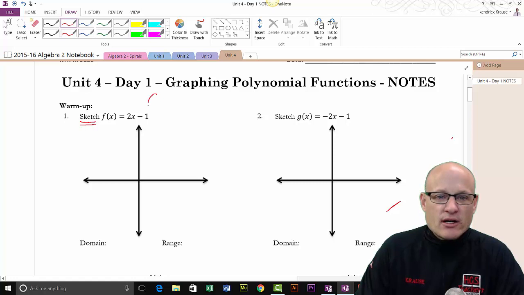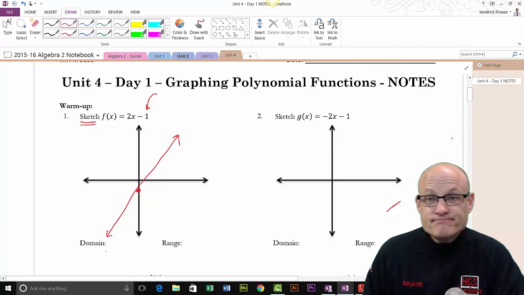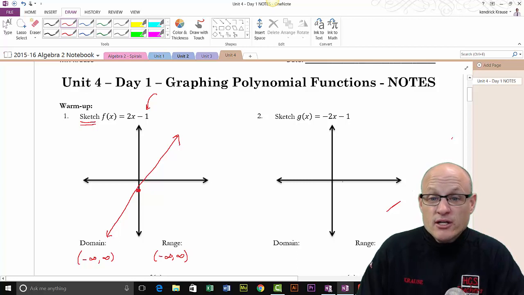So, if you remember correctly, this is the y-intercept. So we'll put a little dot right there. And we know the slope is positive, so we go something like that, right? Where the domain is negative infinity to positive infinity. Range is also negative infinity to positive infinity. Over here, same y-intercept, but now my line is coming.